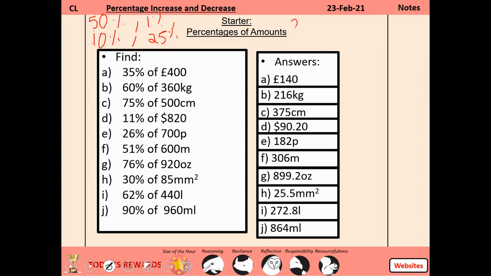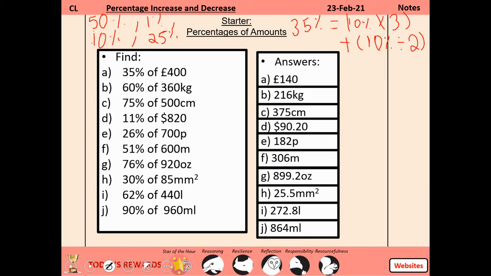For example, 35%. What I need to do initially is to work out 10%. Once you work out what 10% is, you're going to times that by 3, so that'll give you 30%. And then you're going to add it on to 5%. So how do I work out 5%? I'm going to work out 10% again, and then whatever the value for 10% is, I'm going to divide it by 2. Does that make sense?